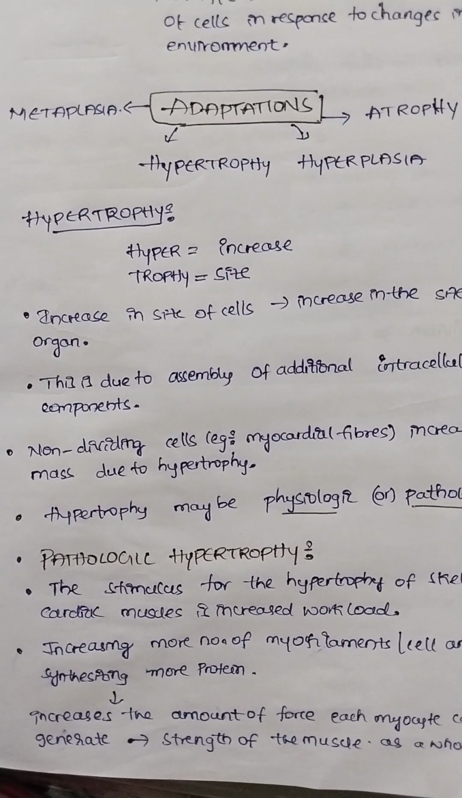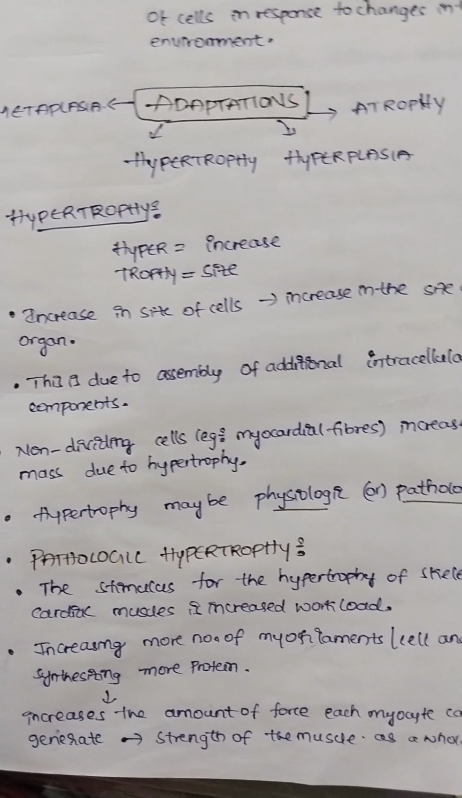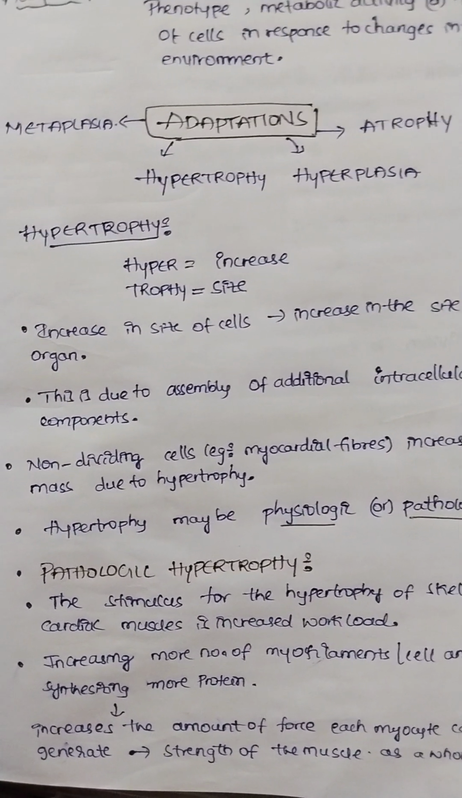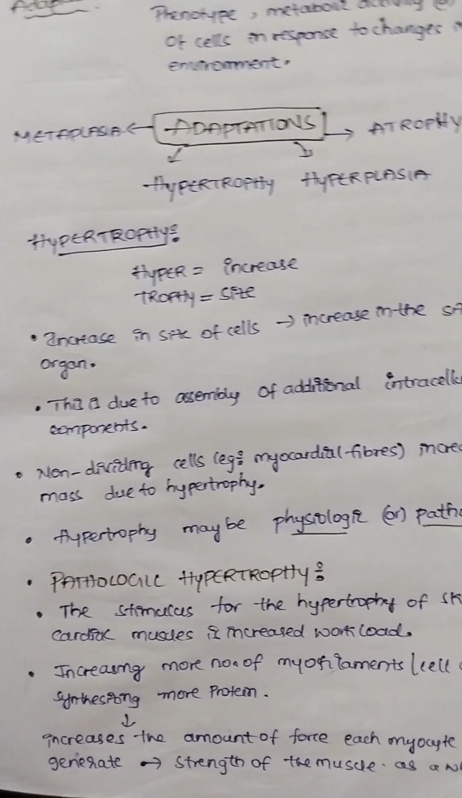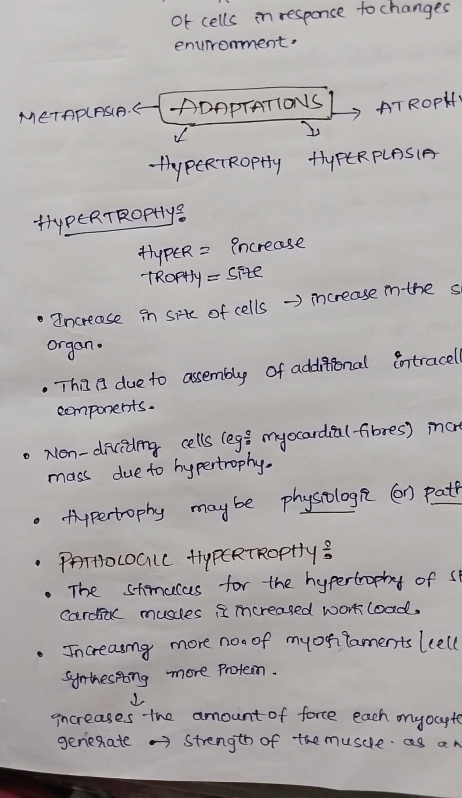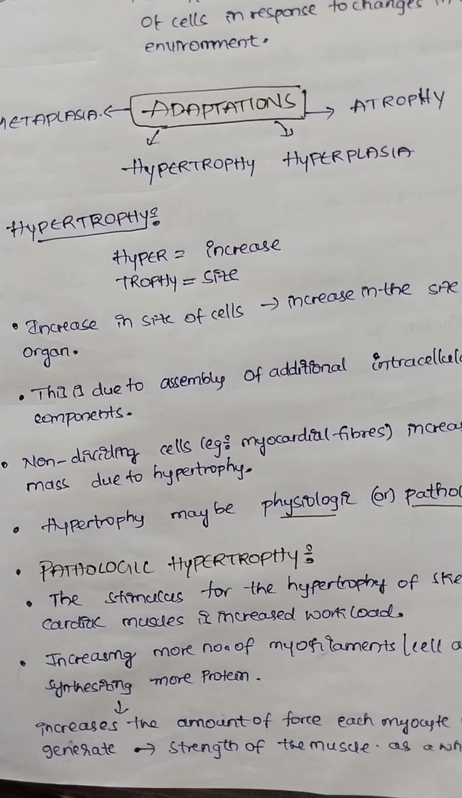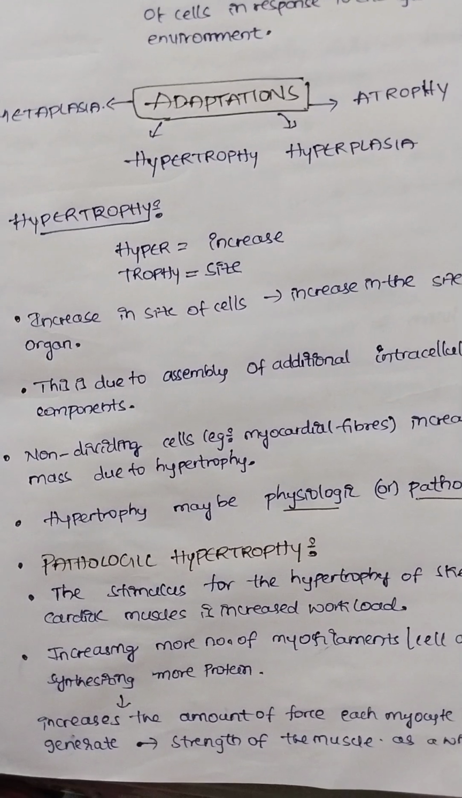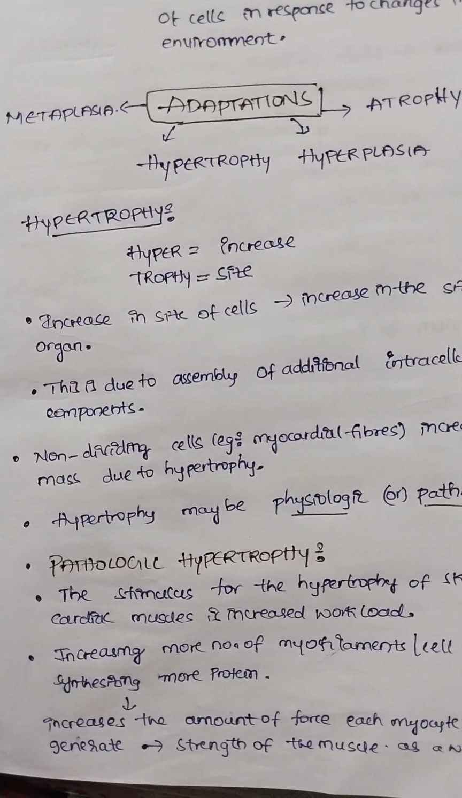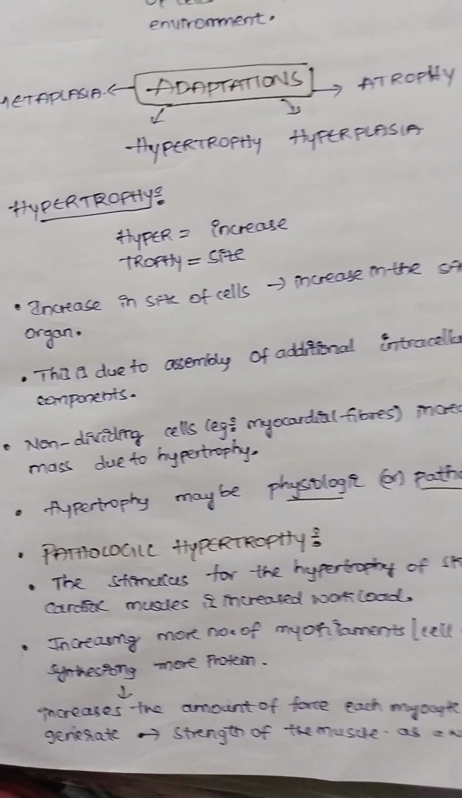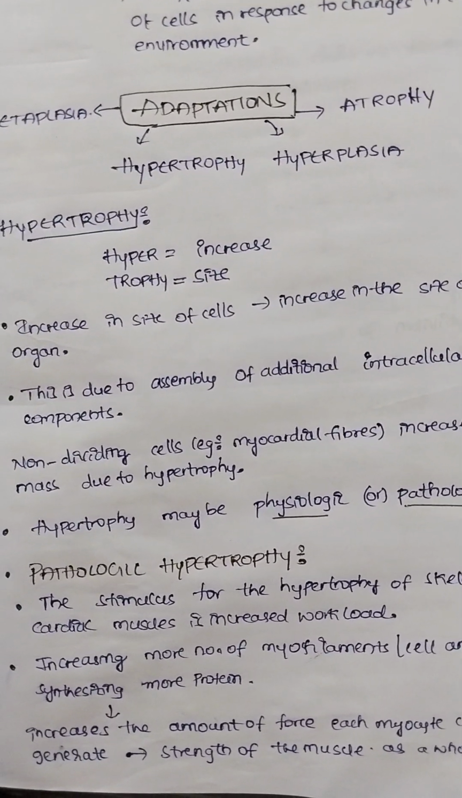the size. So we usually see this increase in size in non-dividing cells only. If they are dividing, they will increase the cell number also. So this is very important. We usually see this hypertrophy in myocardial fibers, and sometimes we will see this type of hypertrophy in skeletal muscle fibers also. Okay, hypertrophy is basically divided into two types.